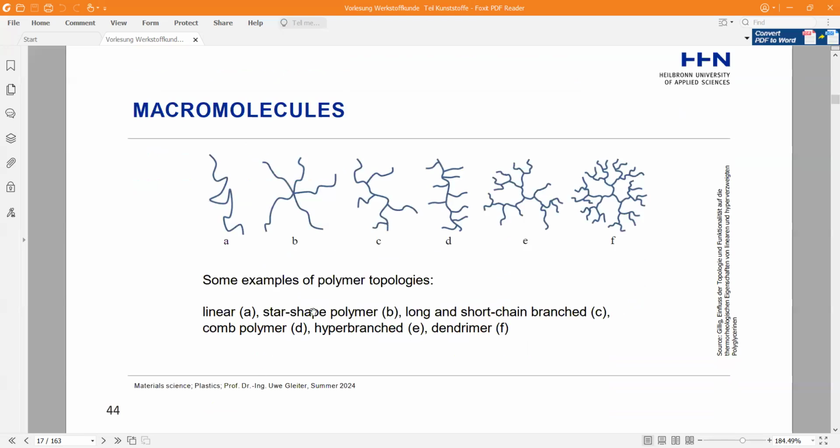So, macromolecules. Here we have some examples of polymer topologies. A is linear, B is a stair-shaped polymer, C is long and short chain branched, D is a comb polymer, E is hyperbranched, and F is the so-called tetramer.